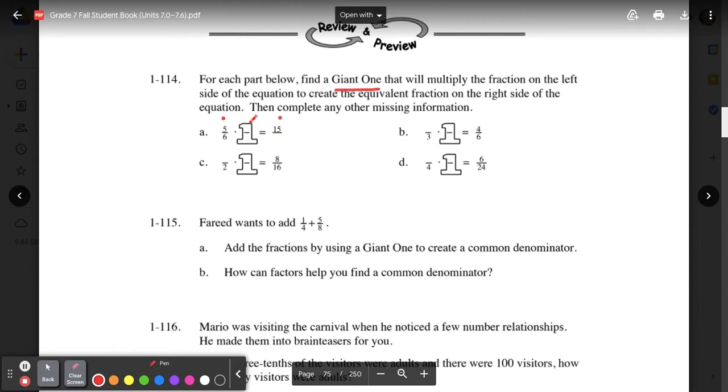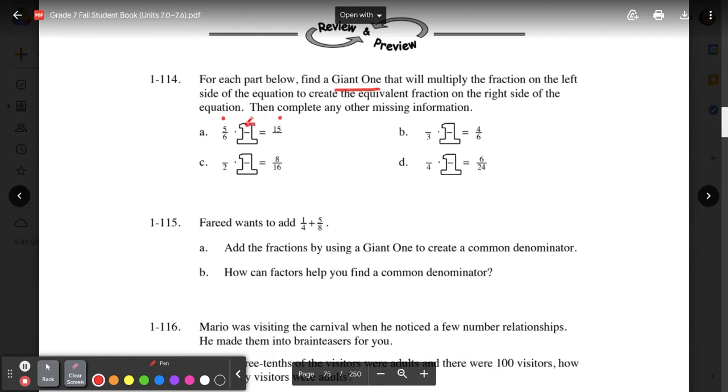So we know that if we multiply by 1, we don't change the value. So we want to have a giant 1. And to get 1, we want to have the same number in the numerator and in the denominator. So when I multiply fractions, I'm going to look across the top. So 5 times what equals 15?